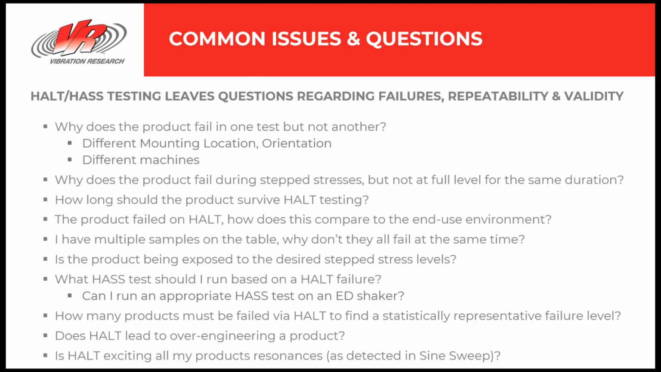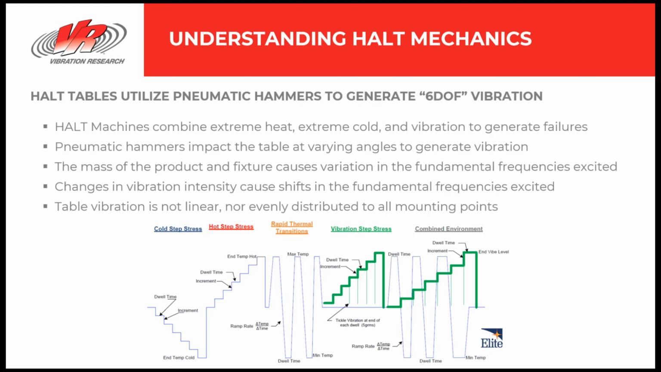What HASS test should I run based on my HALT failures? How many products must be failed to find a statistically representative failure level? Does HALT lead to over-engineering a product? And is HALT exciting all my product's resonances as detected in a sine sweep? So again, some of these we will answer, some of these we will not be able to answer because they are still questions. But in order to get into that, we need to have an understanding of what the mechanics of a HALT machine are, especially the vibration portion, because that's what we're trying to analyze.